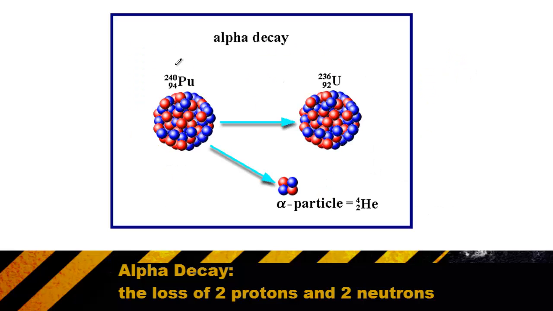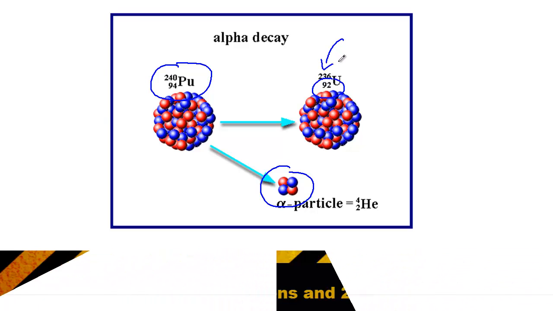So in this case, we start off with plutonium, but then plutonium shoots off a helium particle, 2 protons, 2 neutrons. 2 changes happen. One, our total number of protons in the atom has changed, so we're no longer talking about plutonium, now we're talking about uranium. Also, the total atomic mass has dropped by 4.